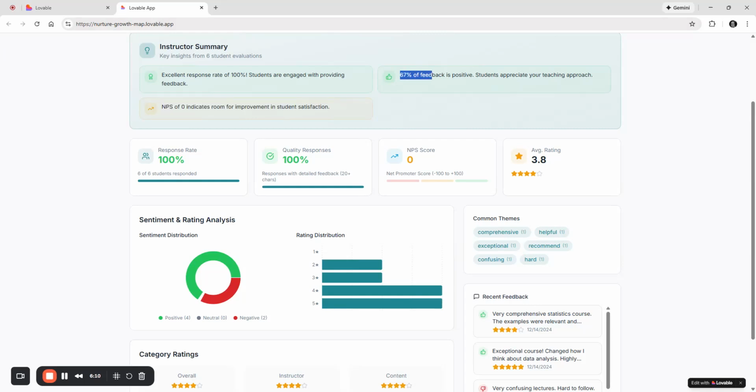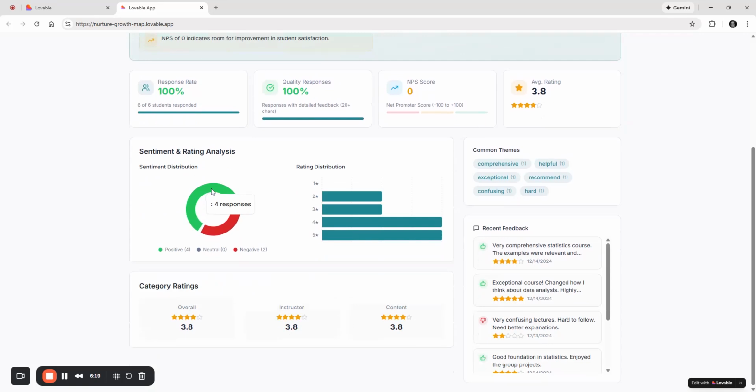And here it says 67% of the feedback is positive. Students appreciate your teaching approach. So as I scroll down here, you can see the distribution. There are 4 responses that were positive and 2 that were negative. This is the sentiment distribution. This is the rating distribution where you have 5 responses that were 5, 2 responses that were 2, and 3. But this is just a breakdown of how students answered, how many students gave you a 5 versus how many gave you a 2, and how many gave you a 1. We don't have any 1s here.